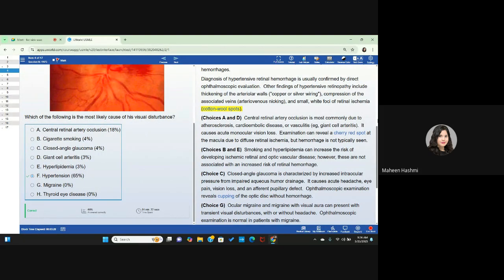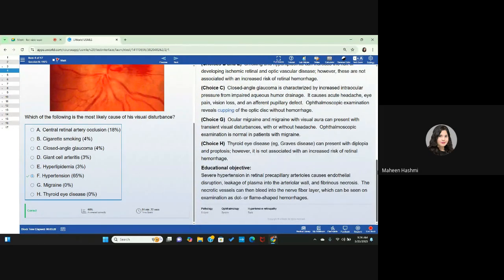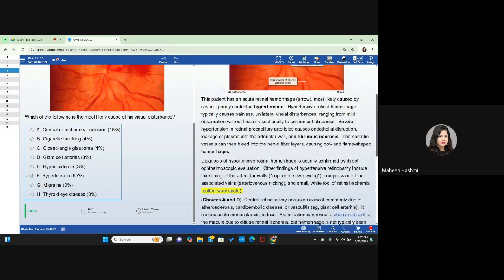What do you see in CRVO? Engorged vessels. What else? Blood and thunder. Very good. All right. Again, hypertension in retinal precapillary arterioles. We talked about that. Again, you have flame-shaped retinal hemorrhages. Sometimes you also see a cotton wool spot sort of picture as well.